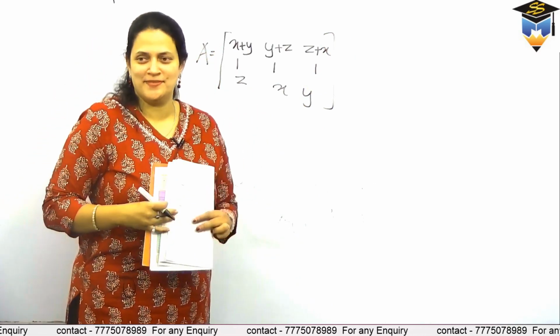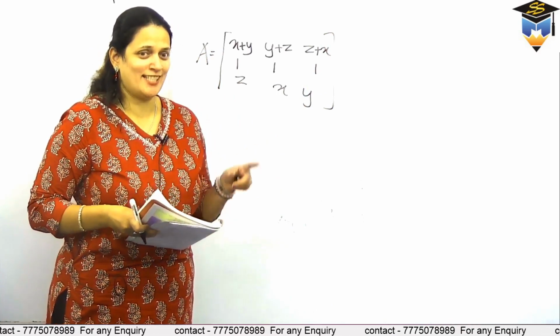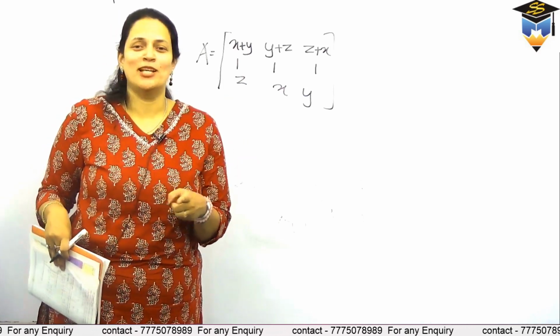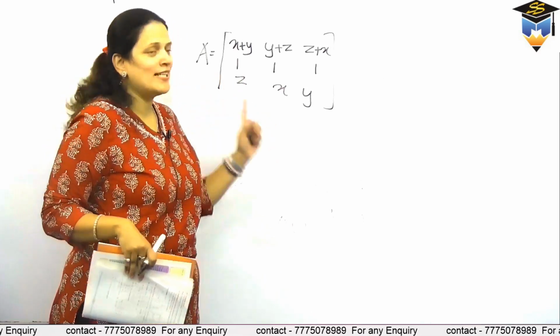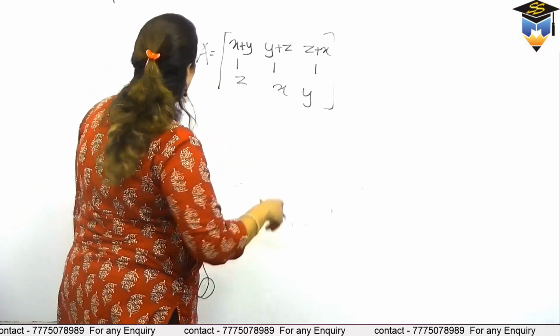So again, tell me everyone, when we say singular matrix, what is the meaning of it? Its determinant value should be equal to 0. If we get the determinant value equal to 0, then we say that it's a singular matrix. Okay, let us start finding out the determinant.